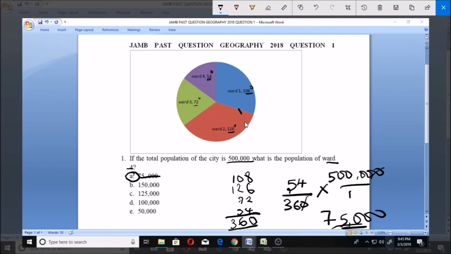So take note of what we did. We just picked out the degree for the one we are told to calculate, which is Ward 4, divided by the summation of all the degrees, which is 360, times the total population. You get that of Ward 4. If you are told to calculate for Ward 2, the same thing, it would have been 126 over 360 times 500,000. If you are told to calculate for Ward 1, it would have been 108 over 360 times 500,000. So that's how you do calculation relating to pie charts.